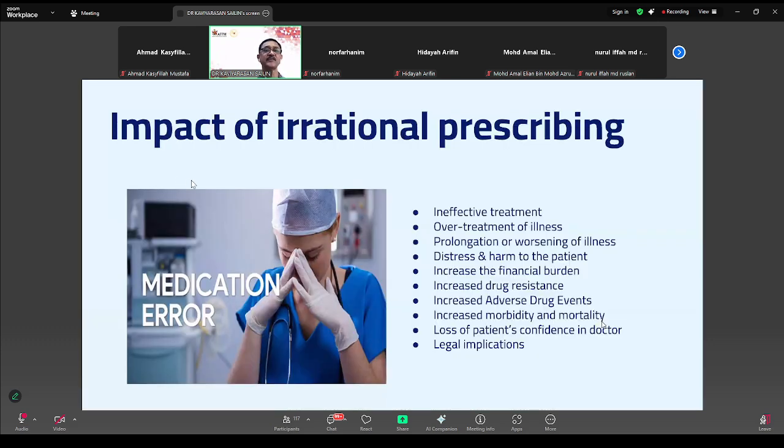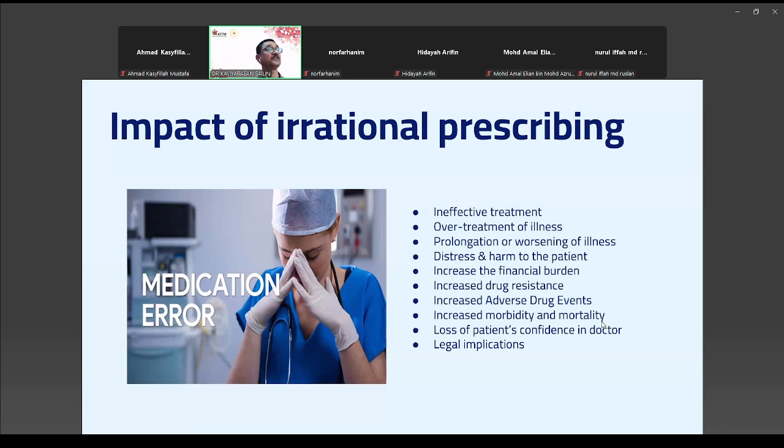So what is the impact of irrational prescribing? You might just prescribe and forget about it, but you have to keep in mind the impact of irrational prescribing. One is ineffective treatment, because sometimes you might be prescribing an antibiotic for a viral infection, and it won't be effective, or you might be giving a wrong medication for a wrong diagnosis because you made a wrong diagnosis. So it's ineffective treatment.